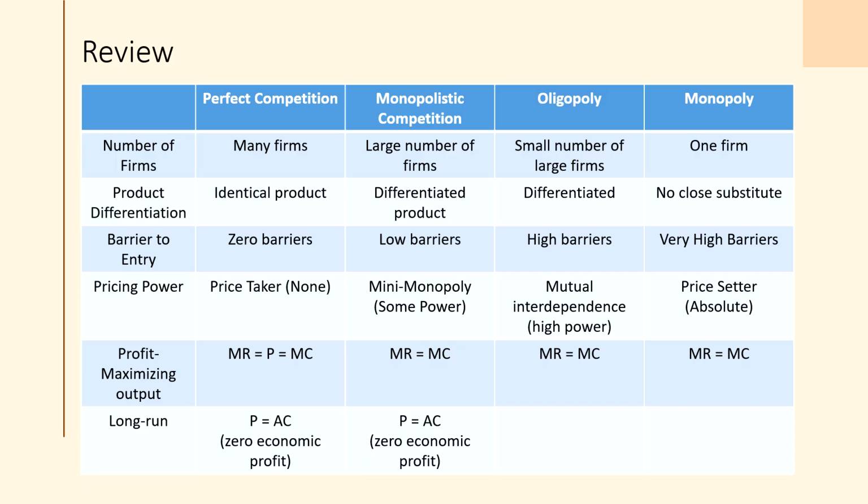Because only a few firms dominate the market, each firm has significant market power, but that power depends on how rivals respond. This is why the table describes oligopoly as mutual interdependence. Monopoly has one firm with high barriers to entry and the greatest pricing power. In all four structures, firms use the logic of profit maximization, but the competitive environment changes the outcomes.